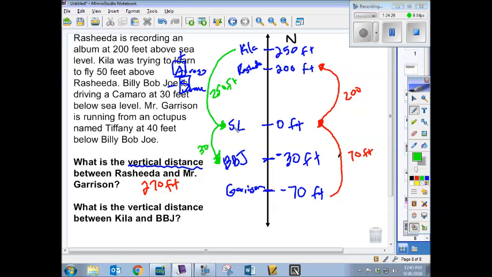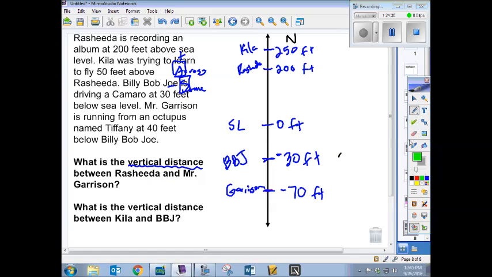Okay. Now, what if I asked the question like this? What if I said, what is the vertical distance between Rashida and Kyla? How would I figure that out? Because these numbers are really basic right now, if you haven't noticed. They're going to get more challenging. Stella? You would subtract because you stayed on the same side. So you would say, okay, Rashida's at 250. Kyla is at 200. I'm going to do 250 minus 200. Their vertical distance is 50 feet apart, which was given in the question too, by the way. Everybody got that? Okay, let's do another one.